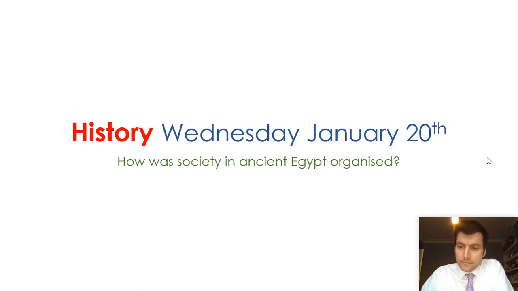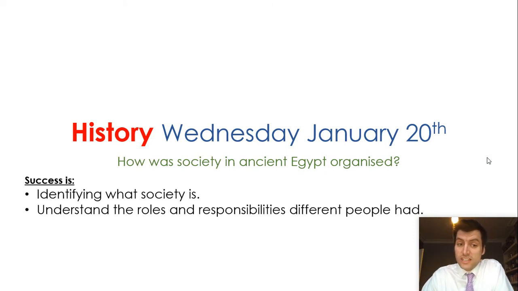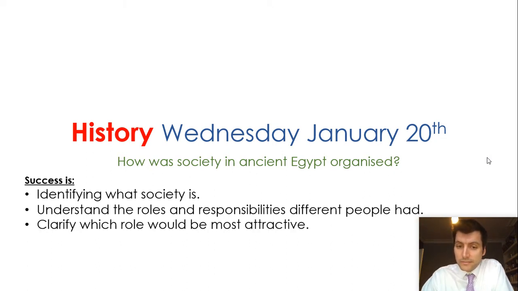Okay. Right, guys. So success in this lesson would be we identify what society is. So we understand what society is. We understand the different roles and responsibilities that people had. So what was the job that people did? And we clarify, so we make it clear which role would be most attractive. That doesn't mean which would be prettiest. It means which would pull us in, which job would we like out of that society.